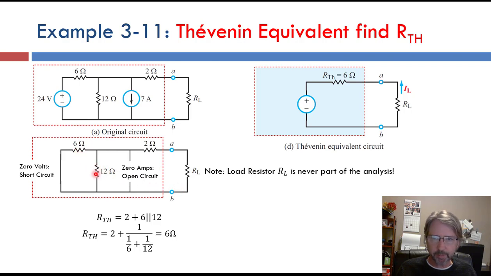So again, we have 6 in parallel with 12 because their heads are connected to the same node and their tails are connected to the same node. So 6 in parallel with 12, and if we replace those with a single resistor, we would have that in series with 2. So the shorthand for this is 2 plus 6 in parallel with 12, and the 1 over the 1 over equation is written out here. And we get a total of 6 ohms. So you can check those numbers yourself if you are rusty on your parallel and series. We get 6 ohms for the Thevenin resistance or the Norton resistance.